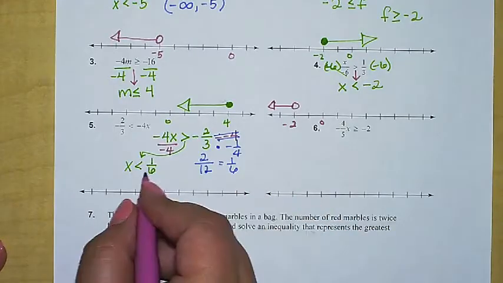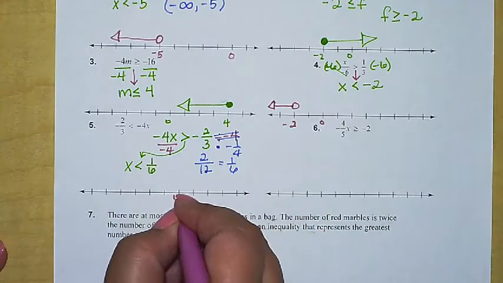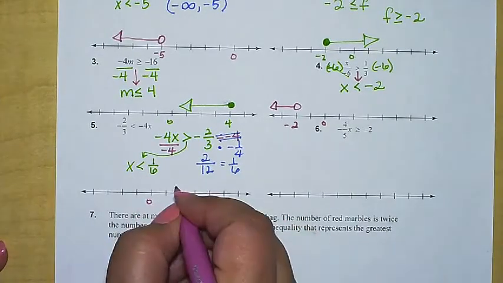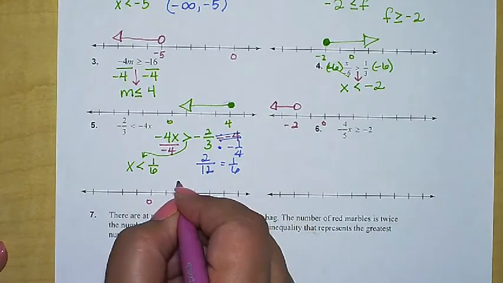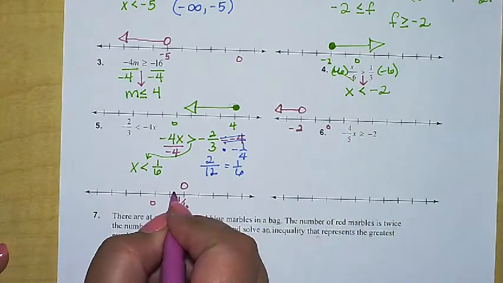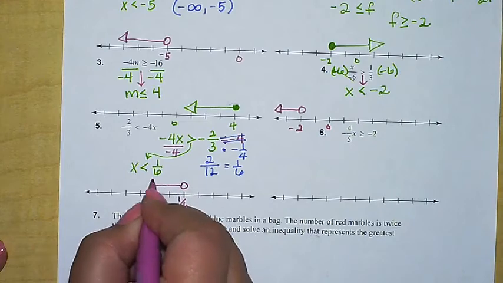Okay, and this I'm not going to worry too much about, just find where 0 can be here, that's your 1/6. What's important is that you understand that this is going to be an open circle on that 1/6, and you want everything less than that value, so it's to the left.